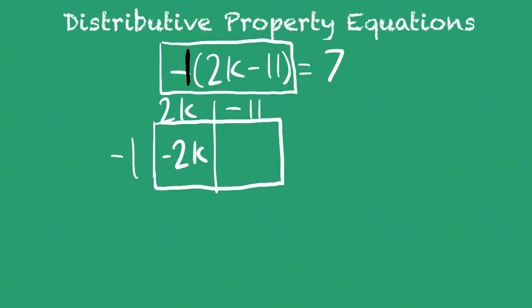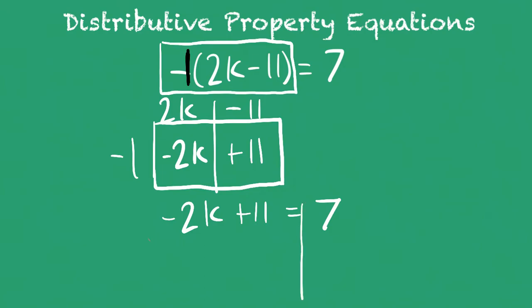And then for negative 1 times negative 11, the signs are the same. When you multiply same signs, it's always positive. So this would be positive 11. And I'm just going to bring this down, negative 2k plus 11. Bring down the equal sign, bring down the 7. And if you notice, from the parentheses to what we have now, the signs completely switched. So anything that was negative became positive, and anything positive became negative.